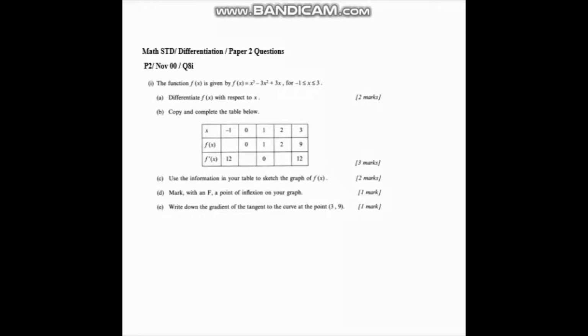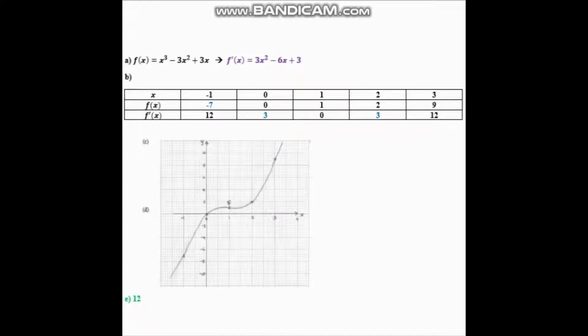So in question A, you are required to differentiate f of x with respect to x, given that f of x is x to the power of 3 minus 3x squared plus 3x. So let's take a look. There is your derivative function: 3x squared minus 6x plus 3.